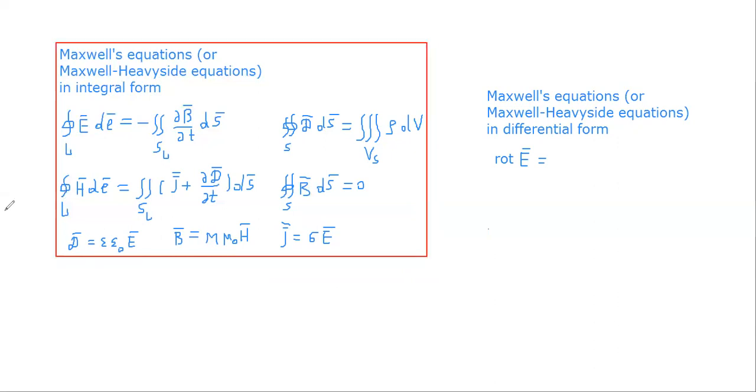What to do with integrals in right sides of formula? Right parts should be written without integrals. So for the first equation, for Maxwell-Faraday equation, we have differential form that can be written in this way.